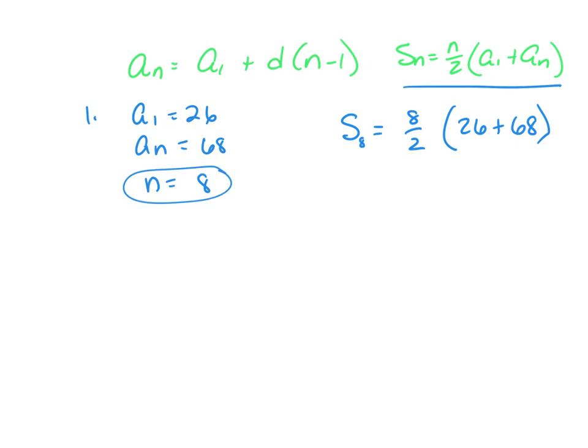The first 3 or 4 are going to be easy because they give you the 3 things that are in that formula, and all you have to do is plug and chug. So that's going to be 4 times 94, which is 376.